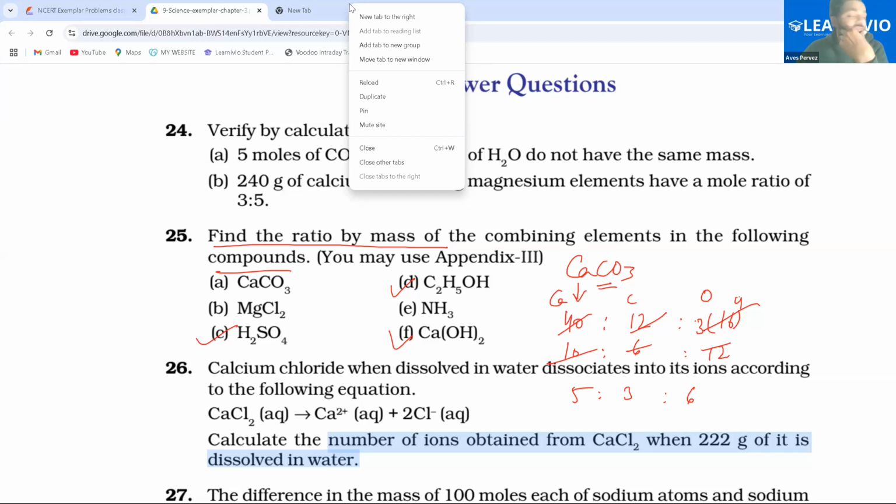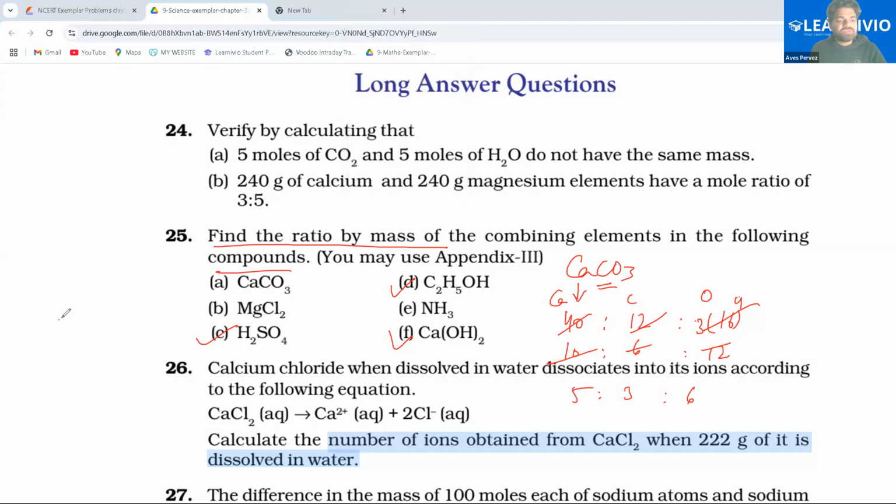What's the combining ratio of carbon, hydrogen, and oxygen in ethanol? It is 12 is to 3 is to 8. You take the total mass of carbon as 24, because 1 carbon is 12, so 2 will be 24. Total hydrogen atoms are 6, so the hydrogen mass will be 6, and 1 oxygen atom is 16. So you will get 12 is to 3 is to 8. Yes, it is the correct one.